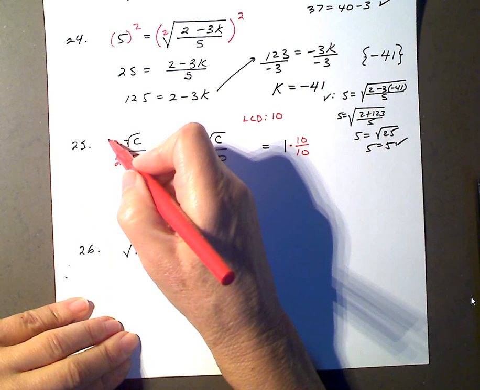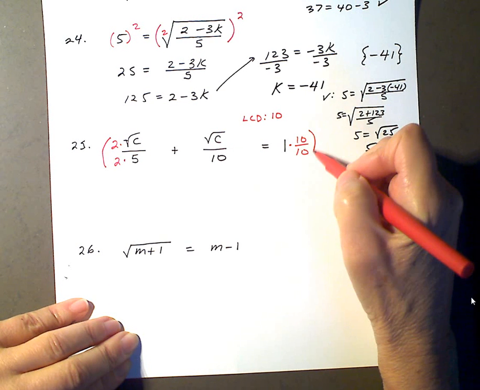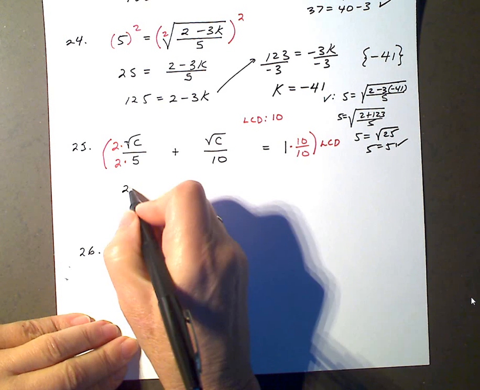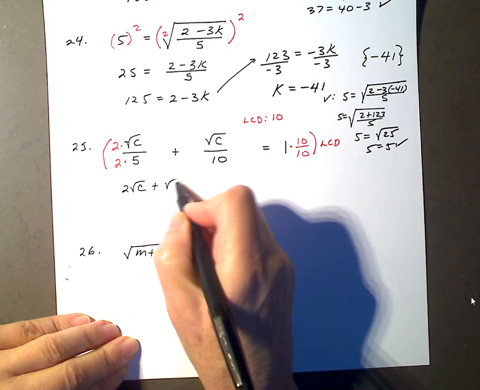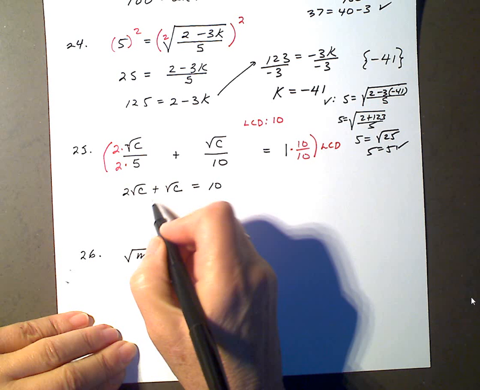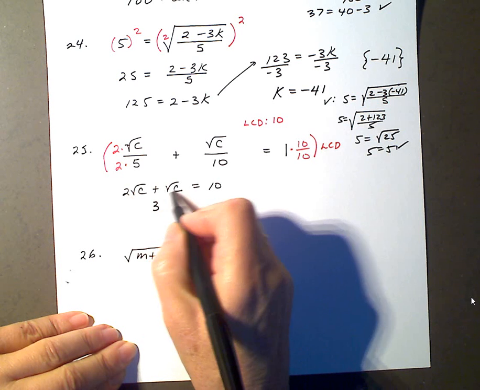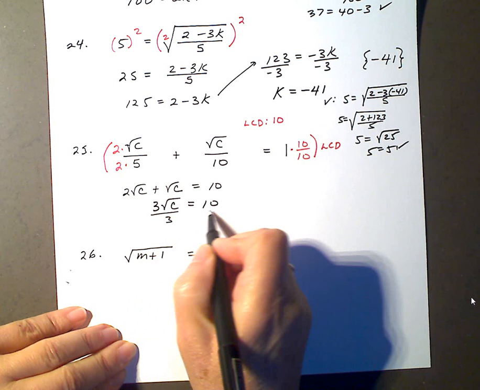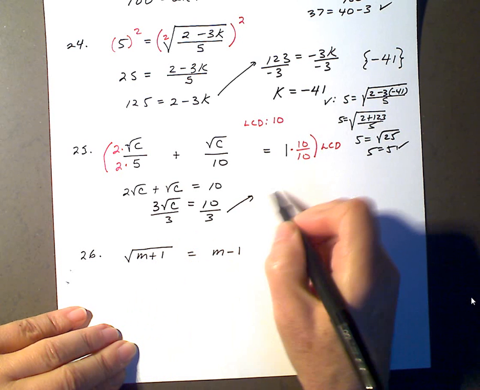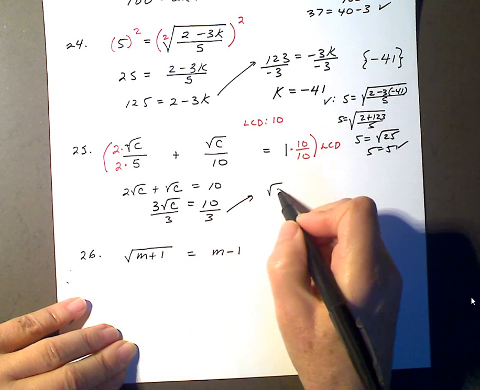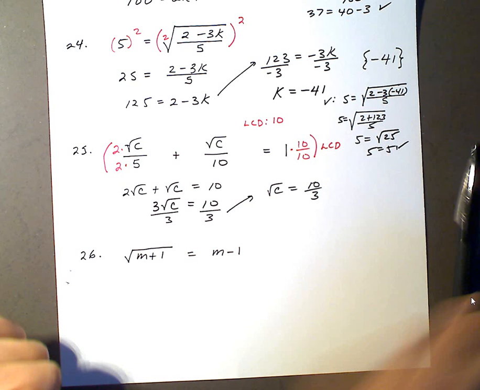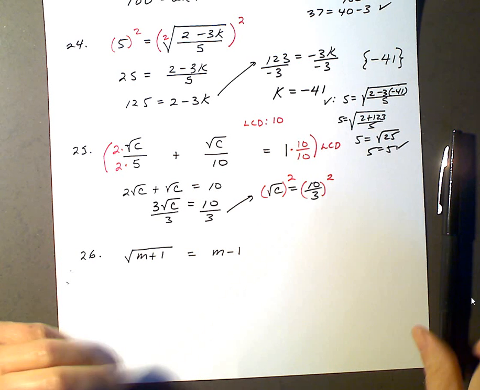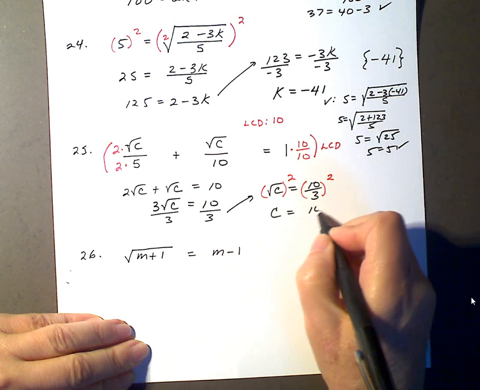Now, if I multiply both sides by the LCD, I will clear all those denominators. And I'll have 2 times the square root of c plus the square root of c is equal to 10. So 2 roots of c plus 1 root of c is 3 roots of c is equal to 10. So the square root of c is equal to 10/3. So I'm going to square both sides, and I get c is equal to 100 over 9.